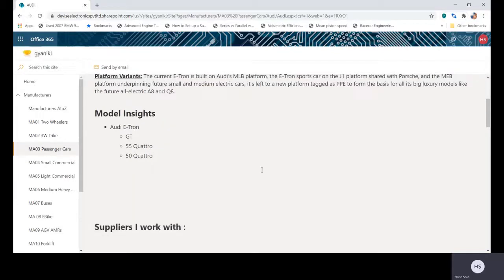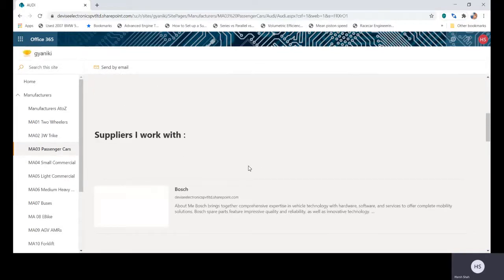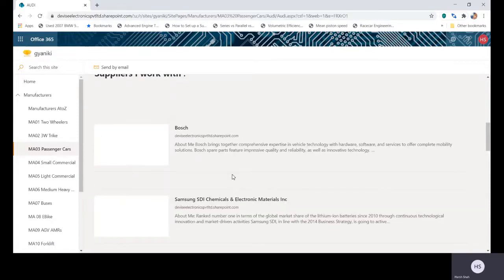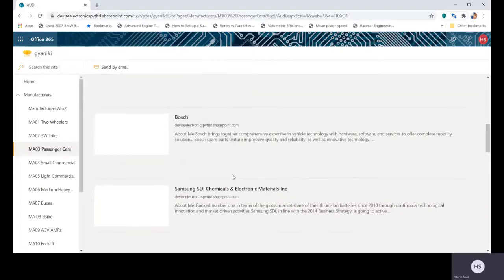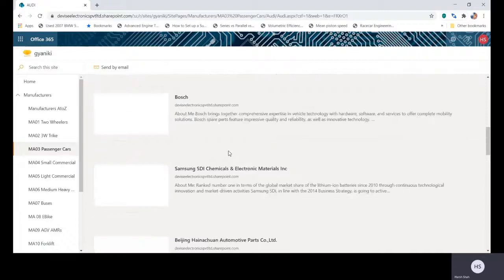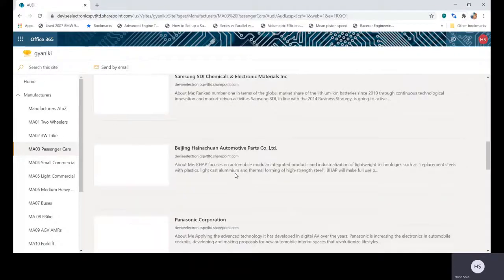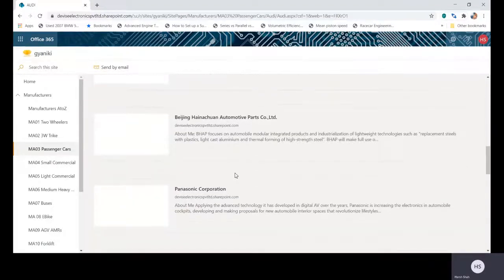There'll be some model insights as well as the suppliers that particular OEM is currently working with, from batteries, cells, motors, electronic components, etc., etc.